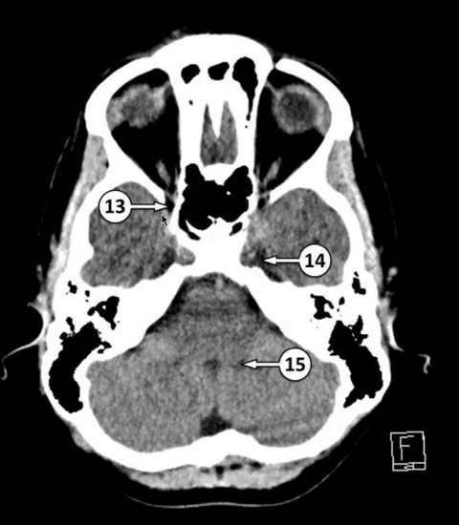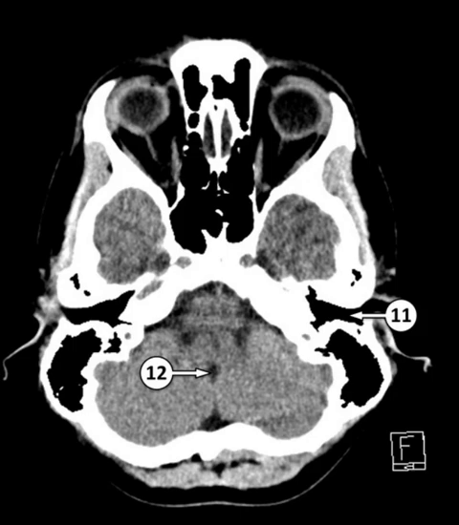Moving more caudally still, number 13 here is the superior orbital fissure or the SOF. Number 14, this hypodense structure here is Meckel's cave. And 15, we have the foramen of Luschka.